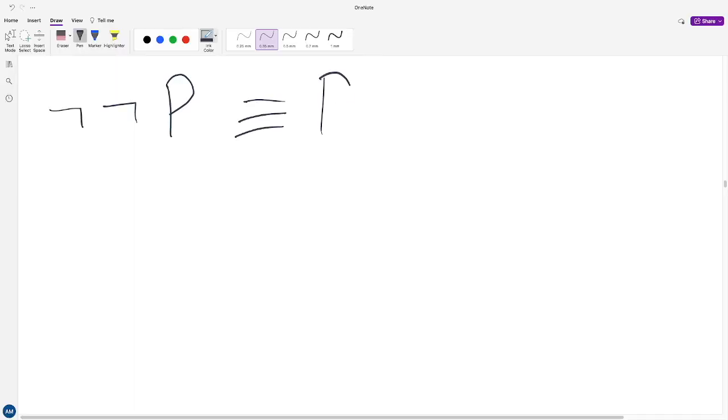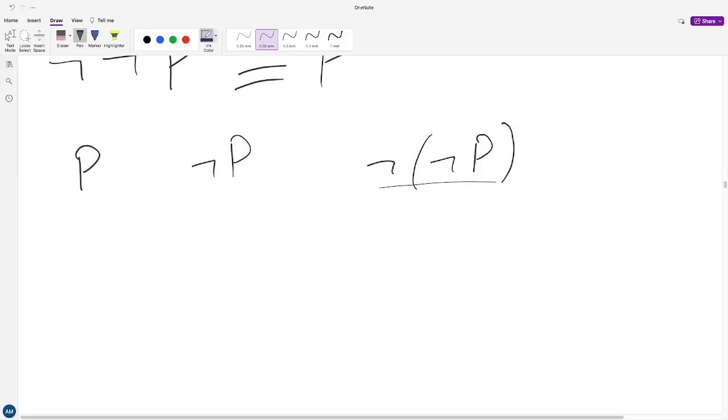Actually, let's start with another not super unintuitive one. So the statement not not P is logically equivalent to P. So if we have P right here, and we have not P, and then not not P, right? This is the same thing as this right here.